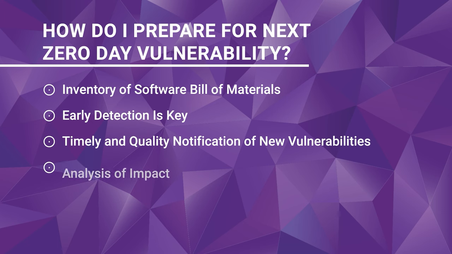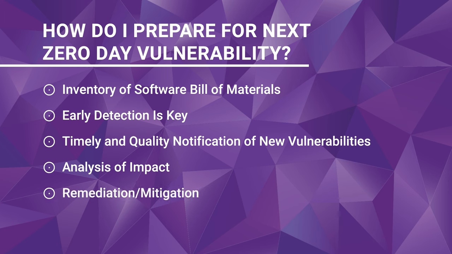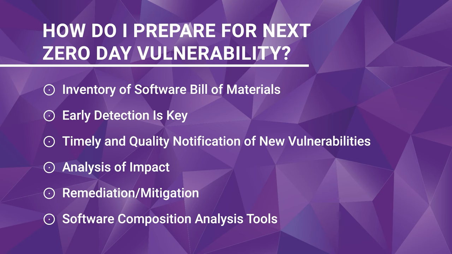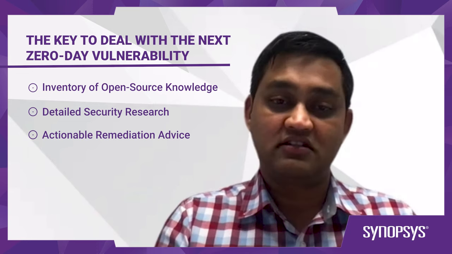The next piece of the puzzle is analysis of impact on your infrastructure as well as the services you are providing to your customers. Once you understand your risk, choose the practical remediation or mitigation plan that balances business needs and software security aspirations. Software composition analysis tools help identify and automate the entire process that I described. Comprehensive inventory of open source knowledge, detailed security research, and actionable remediation advice is the key to dealing with the next zero-day vulnerability.